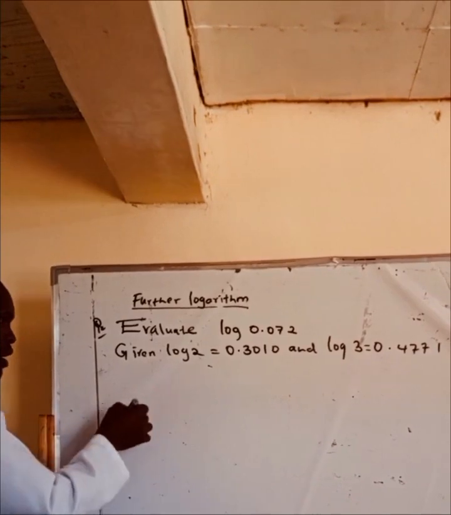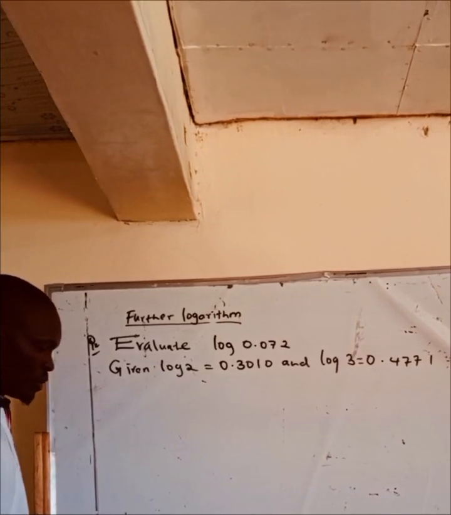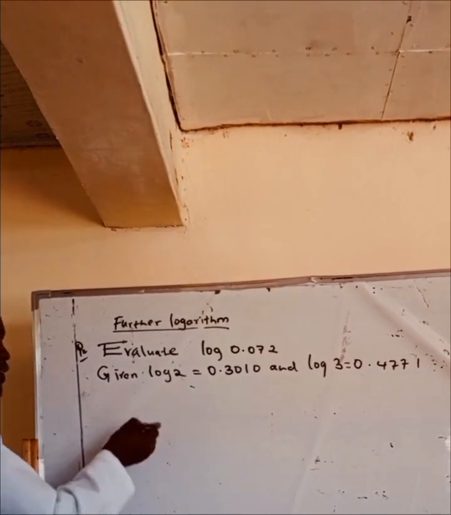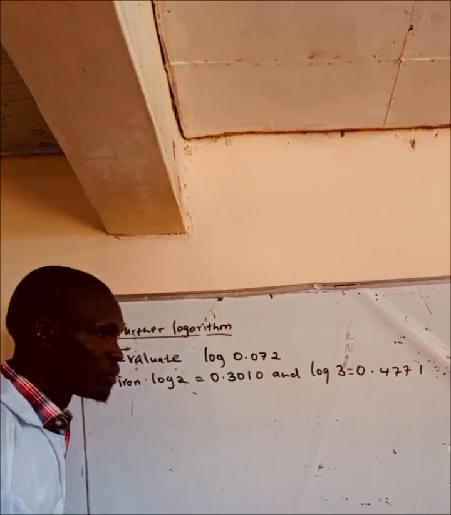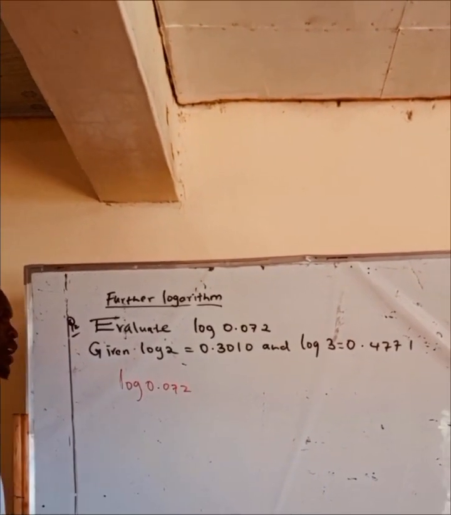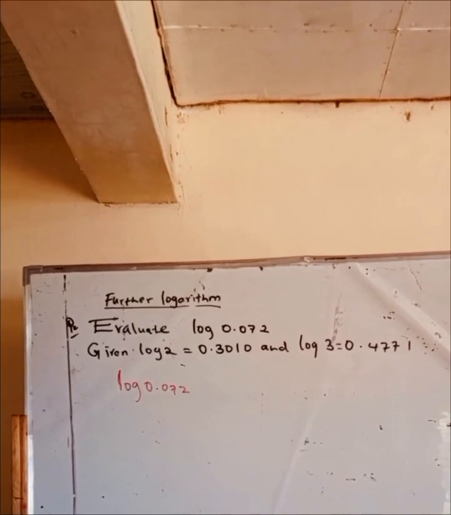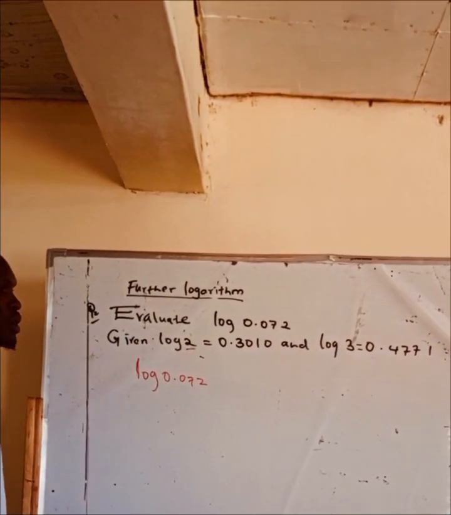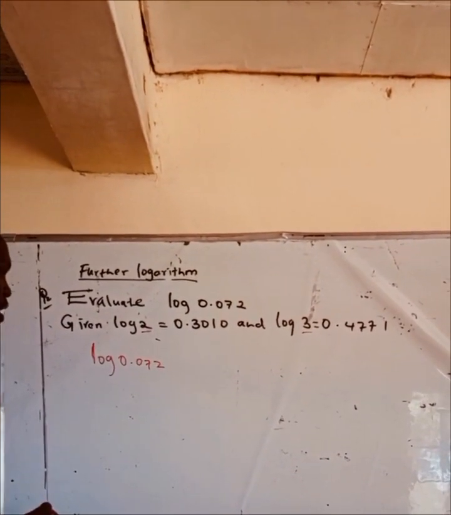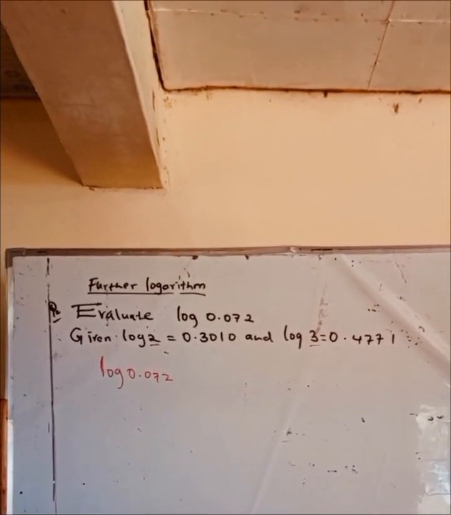So our question is log 0.072. So we can have the question down. This is log 0.072. Now we can express this 0.072 in factors of 2 and 3, because we have been given log 2 and we have been given log 3. So we express this with the factors of 2 and 3, and if possible, factors for which we can get the log directly from the calculator.